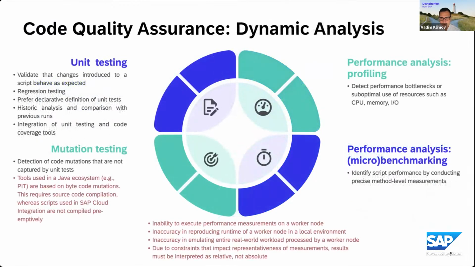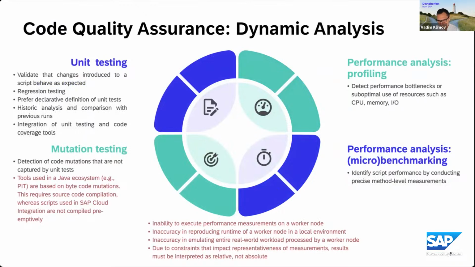And after static analysis, we come to the dynamic analysis tools. This is where we have more sections. Firstly, we have unit testing, which is quite traditional for software development and which we shall also leverage as a best practice in the development of scripts in SAP Cloud Integration. The main objective of unit testing is to validate that changes that we introduce to the script allow the script to behave as expected. So for example, we have certain inputs that we feed into the script, we implemented logic or we changed the logic of the script, and we have some expected outputs of the script.